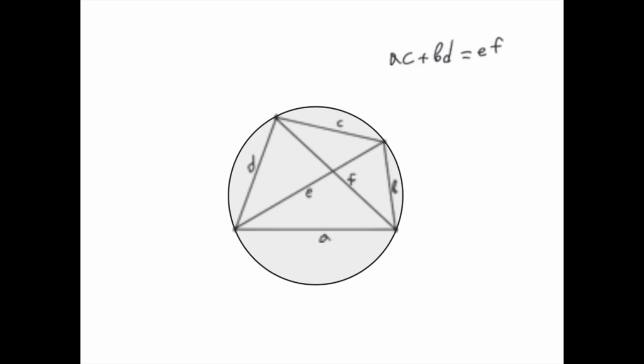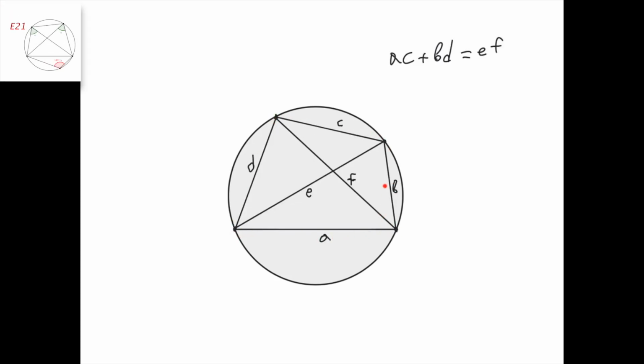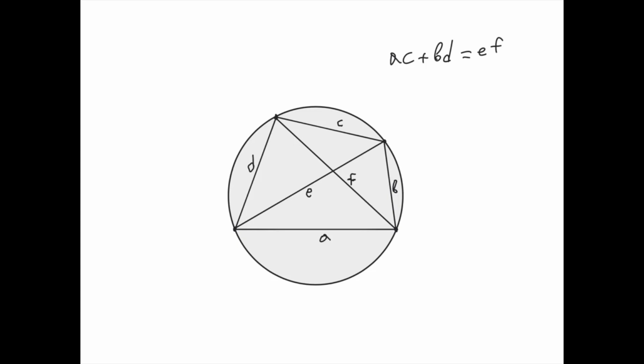Today we're going to study Ptolemy's theorem that applies for a cyclic quadrilateral with sides A, B, C, D, and diagonals E and F. The theorem states that in all such quadrilaterals, AC plus BD equals EF. To prove this, let's first label the angles in this quadrilateral.